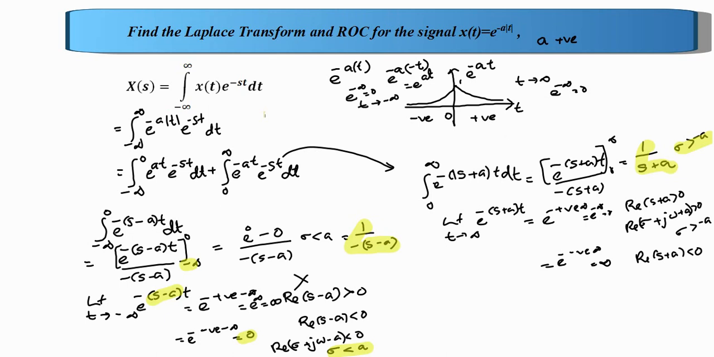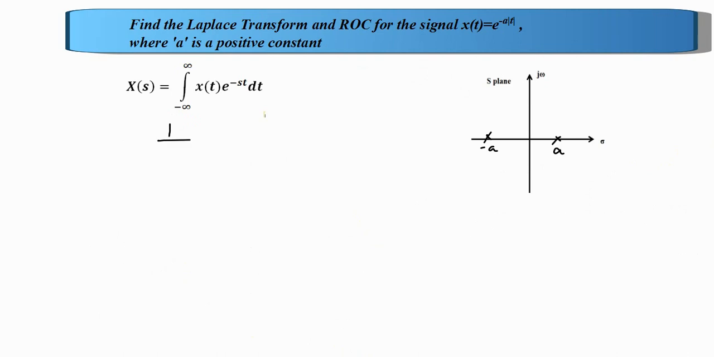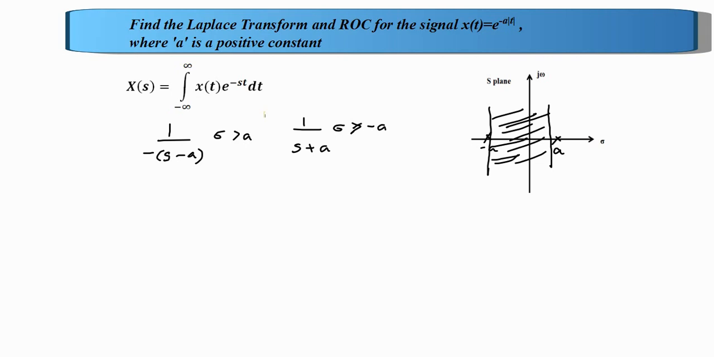We can simplify this too. The first signal converges when sigma is less than a, and the second signal converges when sigma is greater than minus a. So we can write 1 by minus s minus a when sigma less than a, and 1 by s plus a when sigma greater than minus a. One signal is towards the right, and another signal is towards the left, so there is a common area. You can combine the result, and the common ROC is from minus a to a. This is the waveform. So this is the ROC, and you can conclude the answer as 1 by s plus a minus 1 by s minus a.